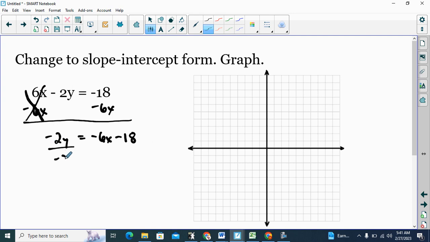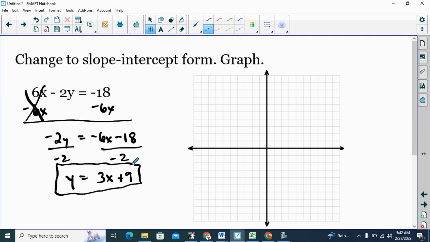Divide both sides by negative 2. Six divided by 2 is 3. Negative divided by negative is positive. So negative 6x divided by negative 2 is positive 3x. Negative 18 divided by negative 2: negative divided by negative is positive. 18 divided by 2 is 9. We are in slope-intercept form. Y equals 3x plus 9.